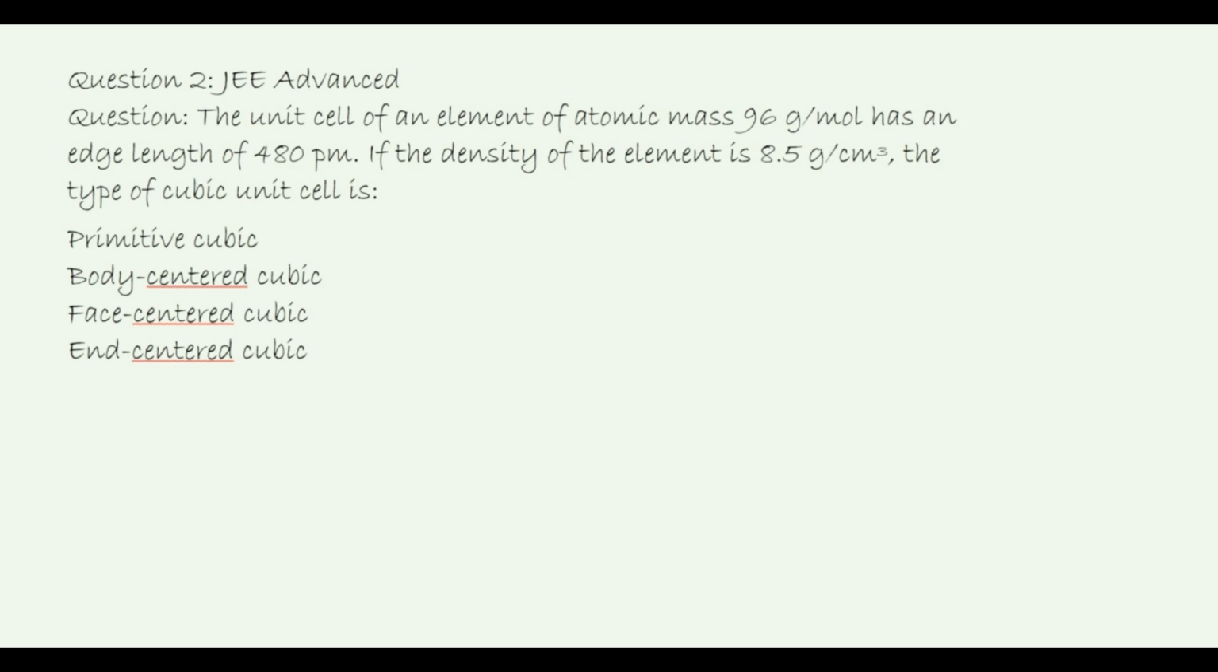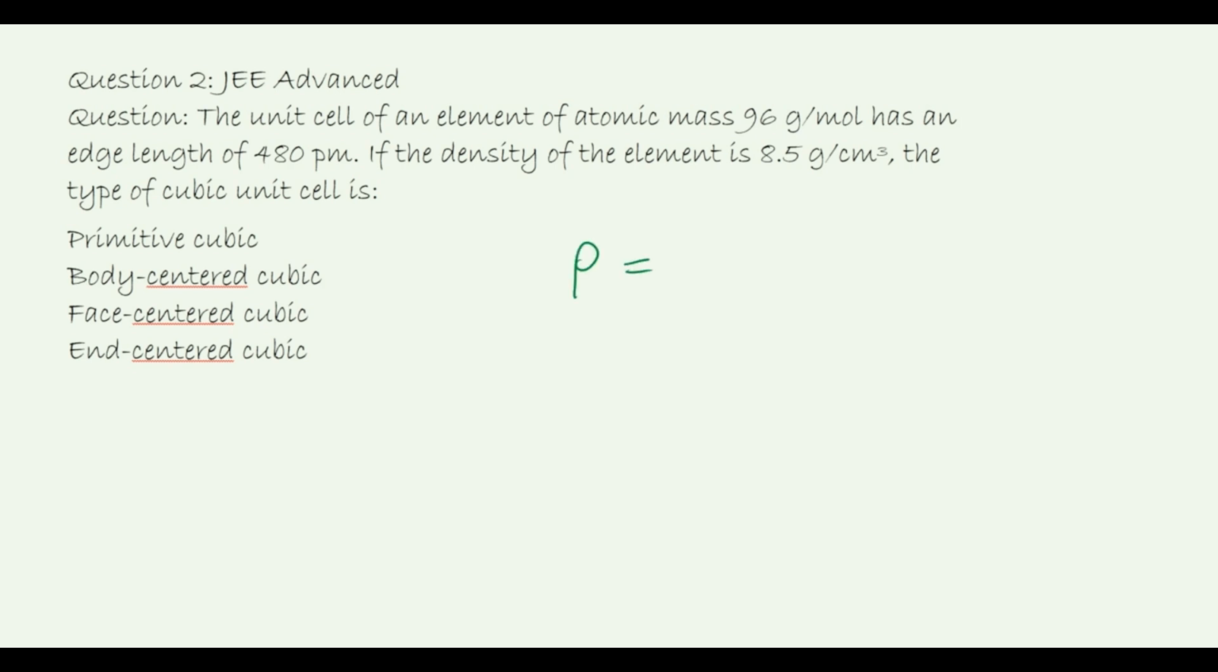Let's move on to the next question. The unit cell of an element of atomic mass 96 gram per mole has an edge length of 480 picometer. If the density of the element is 8.5 gram per centimeter cube, the type of cubic unit cell is? So we just have to find the Z value, then from that we can find the type of unit cell.